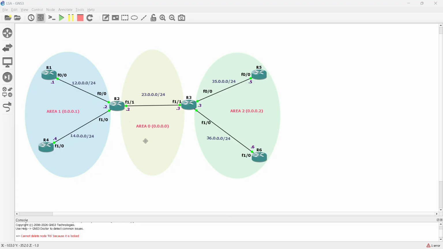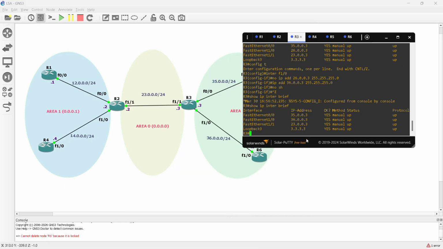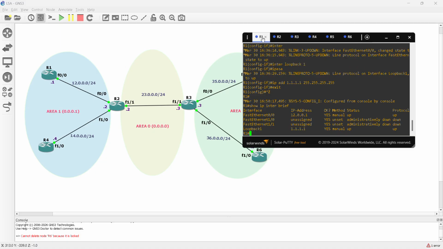So we have this topology, and here we have two ABRs, router 2 and router 3. The topology is self-explanatory. So let's forward to the lab. I've already given the essential configurations. I'll just go and give the OSPF commands for all the routers. As you can see here, the configuration is already there. So now I'll configure OSPF.